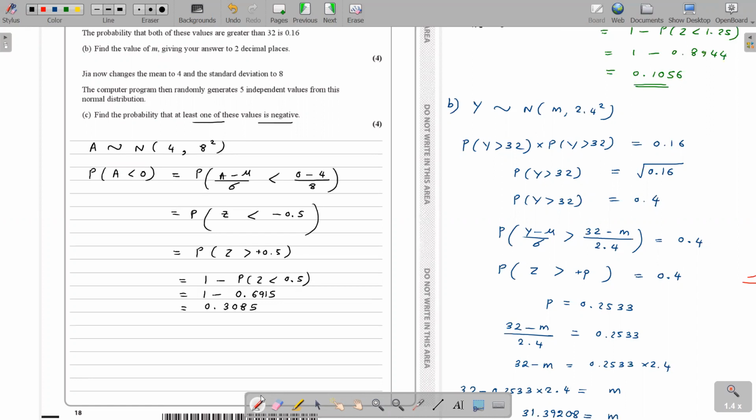So let's give a variable, B. B is the number of negative values. How many negative values do we need? At least one negative value means B can be 1: we get one negative value and 4 are not negative. Or B is 2, meaning you get 2 negative and 3 are not negative. Then B equal 3, B equal 4, B equal 5, right?